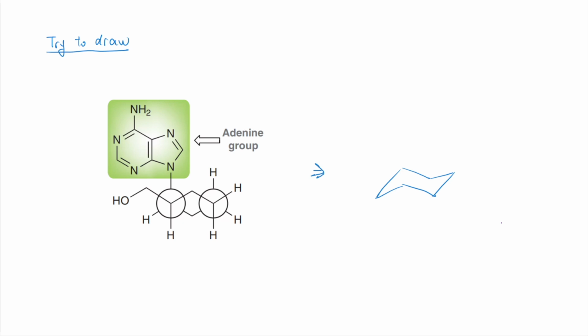And this one looks harder, but actually you can just think of that as an R group. So where do you want to put it? How would you like to draw it into a chair conformation? You can go ahead and draw it. Try.